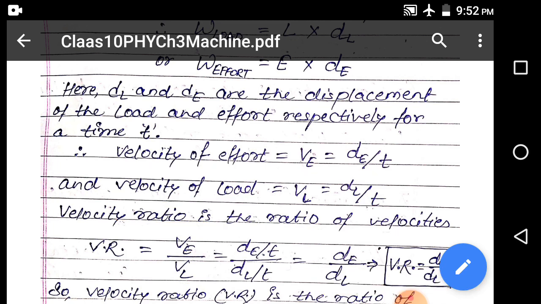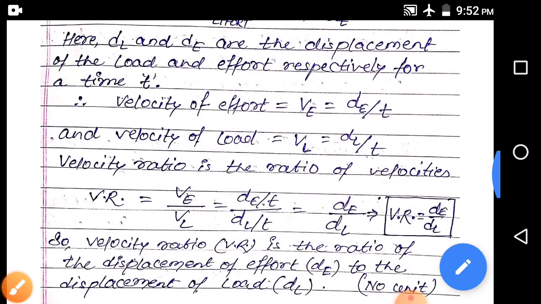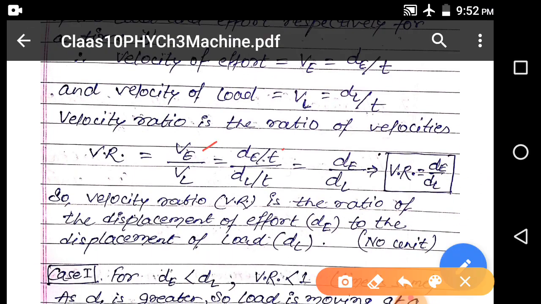Remember that VR is equal to VE by VL. So if we put the values, for VE it is dE by t, for VL it is dL by t, and it is equal to dE by dL. So finally we got that VR, velocity ratio, is the ratio of the displacement of effort to the displacement of load. See, as those things are mentioned here.